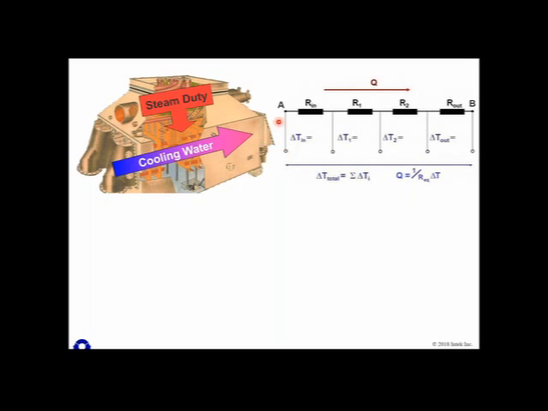Q, the heat transferred from point A to point B, is equal to 1 over the sum of R's, the R equivalent, times the temperature difference between A and B. Like I said, the heat transfer is directly proportional to the temperature difference between point A and B times 1 over R.